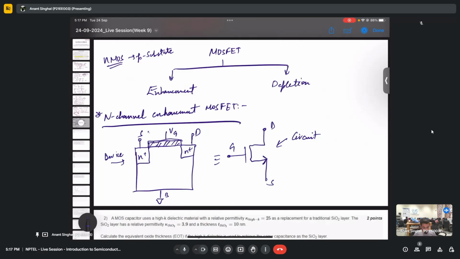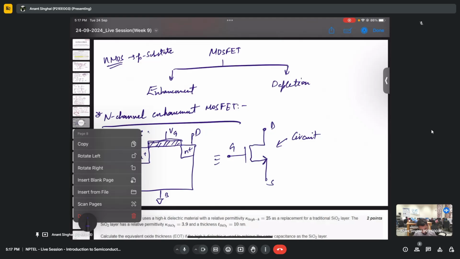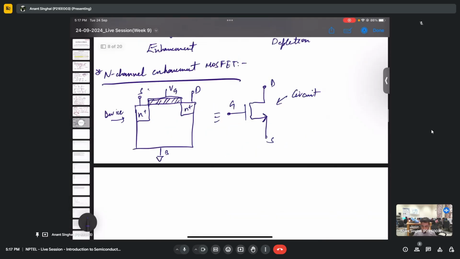So for enhancement and depletion, the basic difference is that in the enhancement MOSFET, as we have already discussed, there is a formation of a channel, which is basically the inversion layer, happening after the application of gate voltage, that is, after we reach a certain threshold voltage.